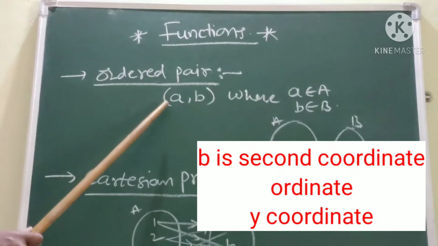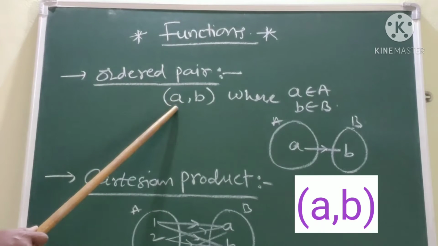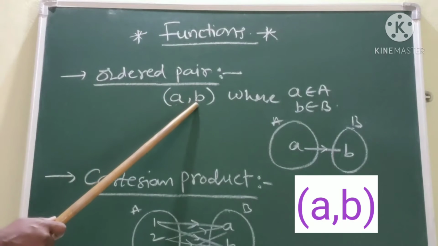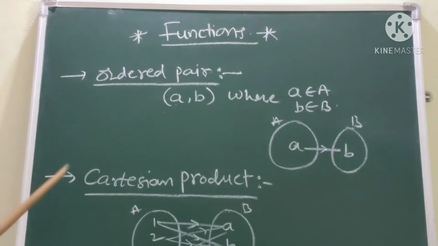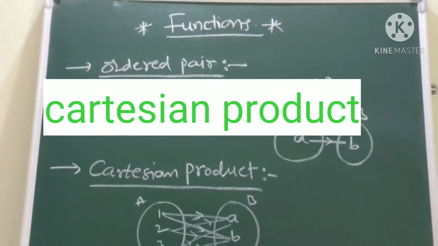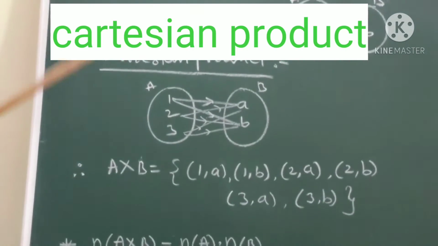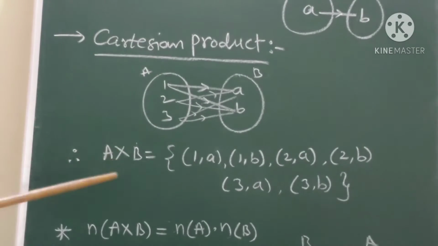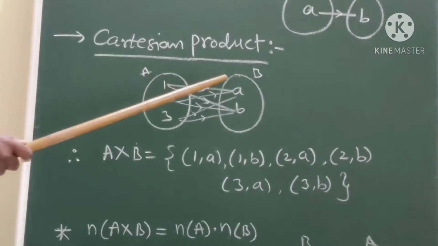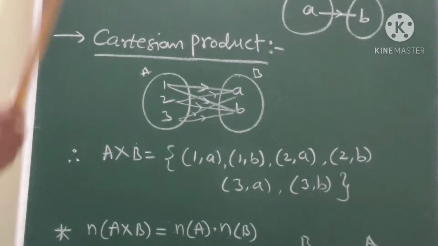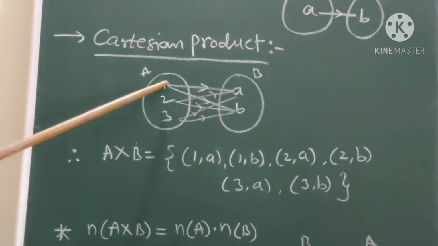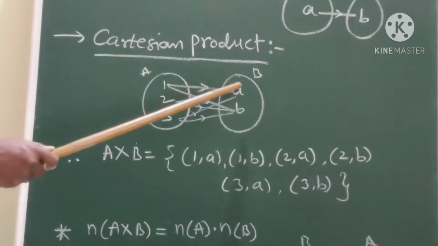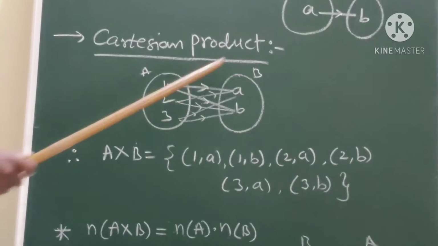So therefore the pair (a, b) is known as an ordered pair, where a belongs to capital A and b belongs to capital B. Now let us see what a Cartesian product is. Suppose you take the set A containing 1, 2, 3, three elements, and set B containing two elements a and b. Suppose 1 is mapped with a, b, 2 also with a, b, 3 also with a, b.